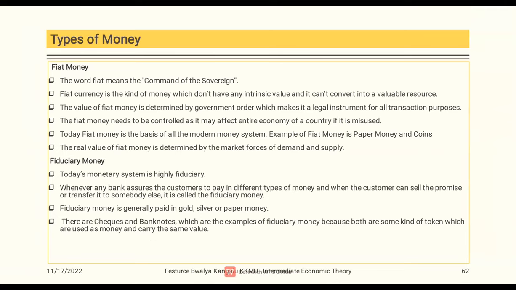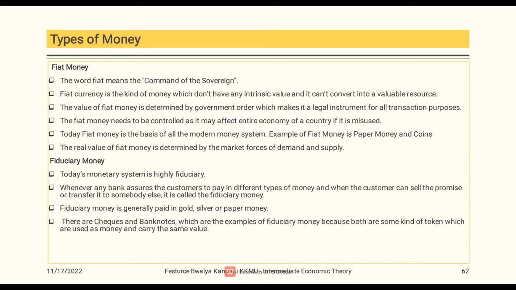Then fiat money. Fiat money is the kind of money which doesn't have any intrinsic value, like the paper money you see. By intrinsic value, we mean it doesn't have another use. You can't use it to do something else different. But you can use gold to do something, right? For paper money, apart from transactions, what can you use it for? You can't use it to do something else. There is no intrinsic value.